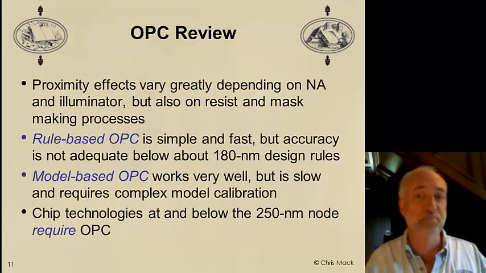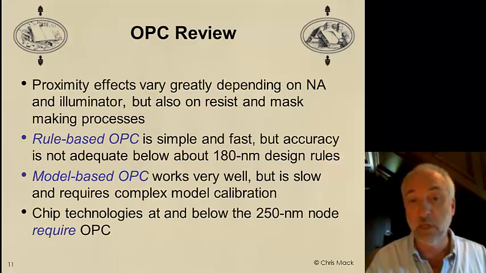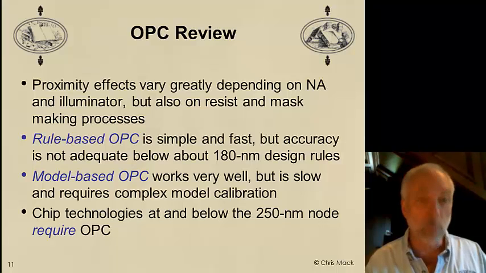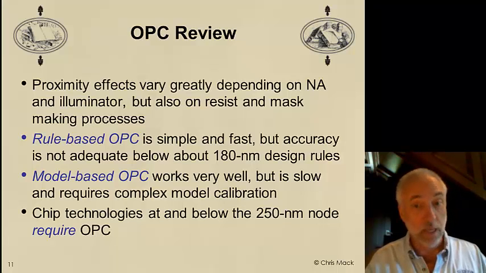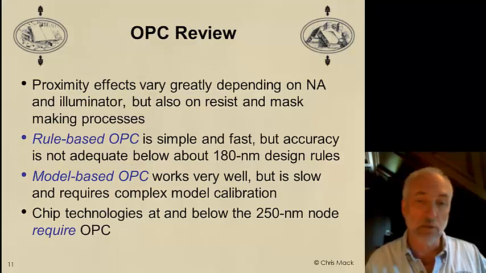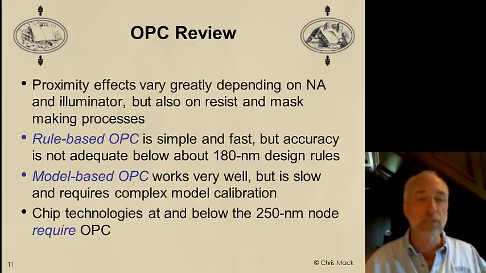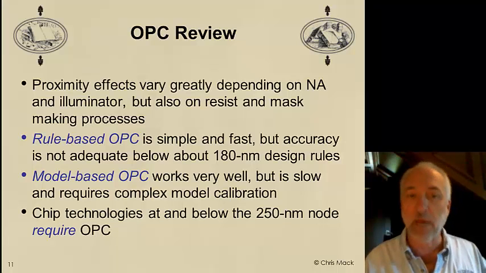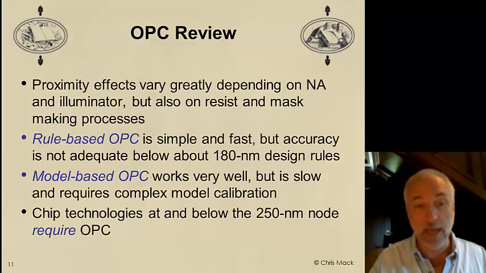The two types of OPC that have been in use: rule-based OPC is simple and fast, but it's not as accurate. We've used them for older generation chips, but once we reached about 180 nanometer design rules, which was about a decade ago, we have been unable to keep using rule-based OPC, and we've made the switch to model-based OPC. This works pretty well, but requires very complex models and lots of model calibration. It's a very difficult task. A lot of people work hard at building these models and building the software packages to run these models in reasonable amounts of time. Nonetheless, model-based OPC is the standard today.